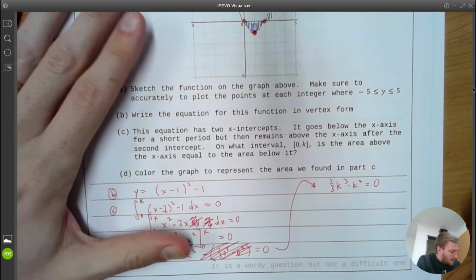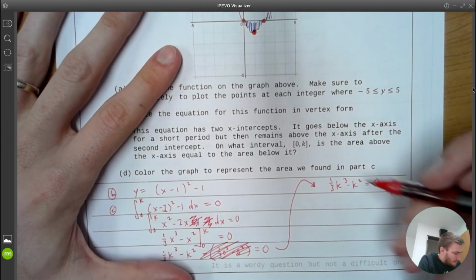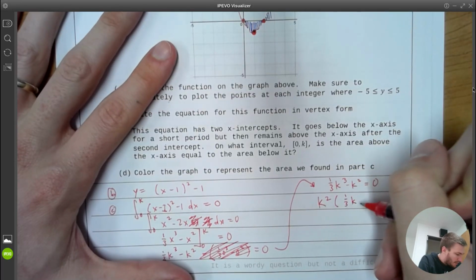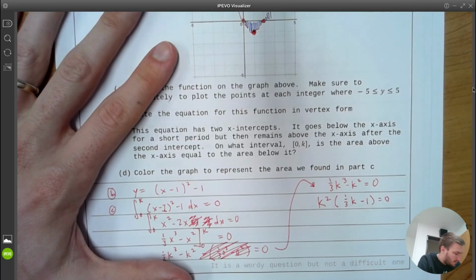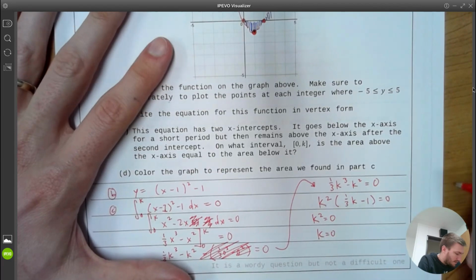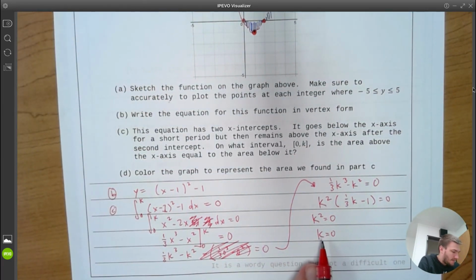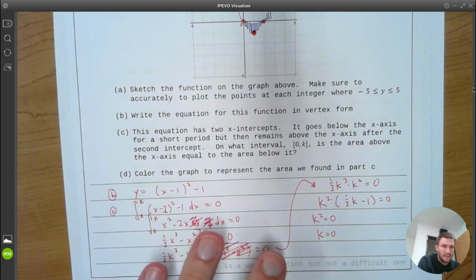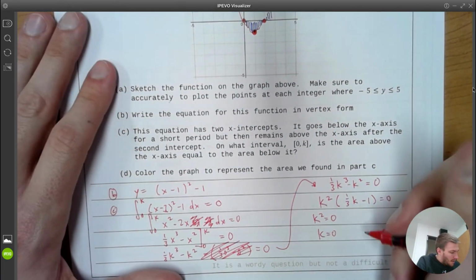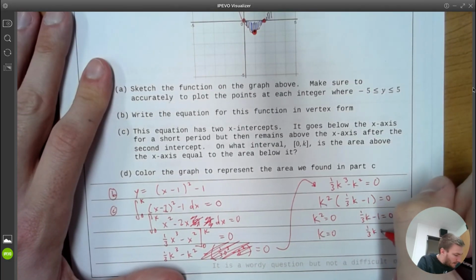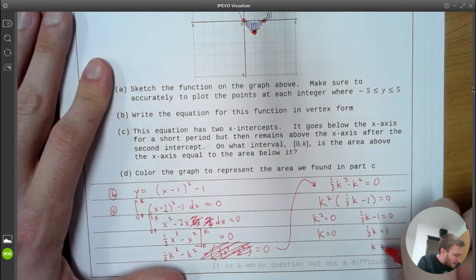I think we can just factor this. Do a GCF. K squared times 1/3 k minus 1 equals 0. Set both of these separately equal to 0. K squared equals 0. That's k equals 0. That makes sense. The area above and below would both be equal at 0 if we went from 0 to 0, because it wouldn't go anywhere. Then we have 1/3 k minus 1 equals 0, 1/3 k equals 1, times 3 on both sides, k equals 3.